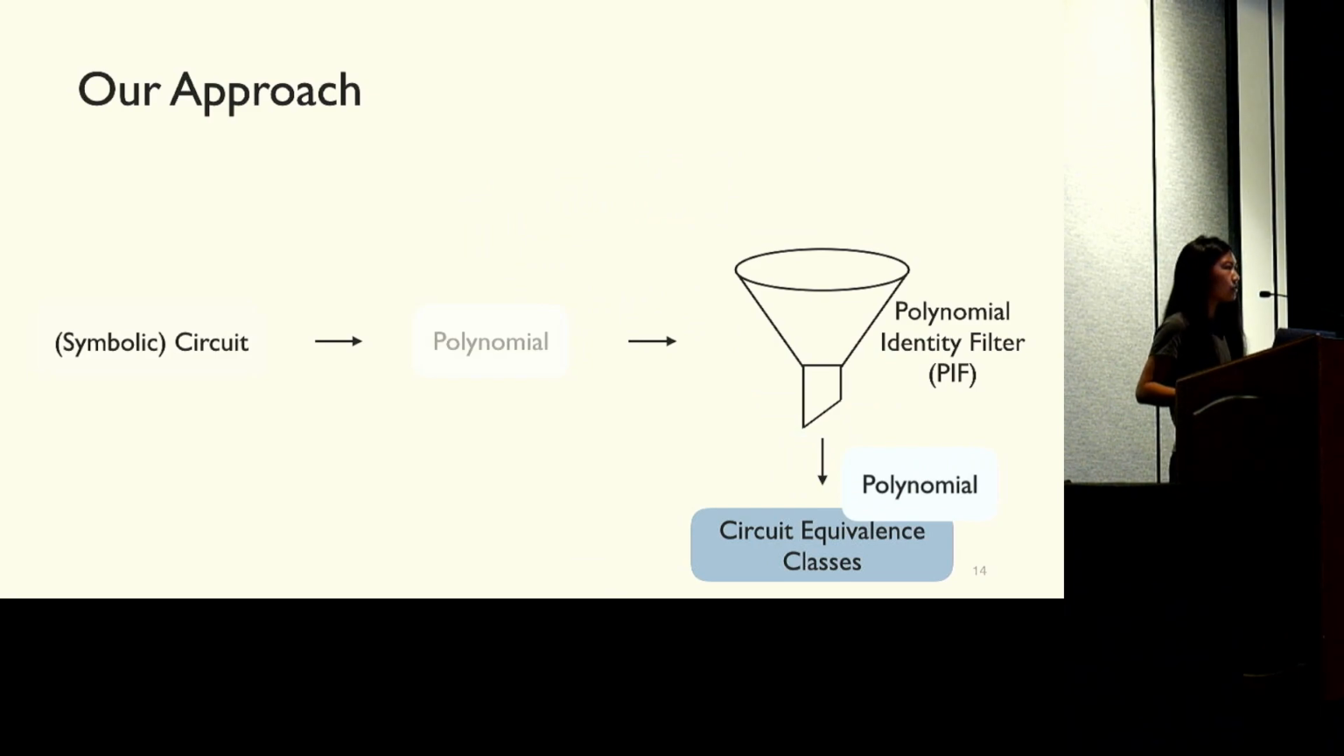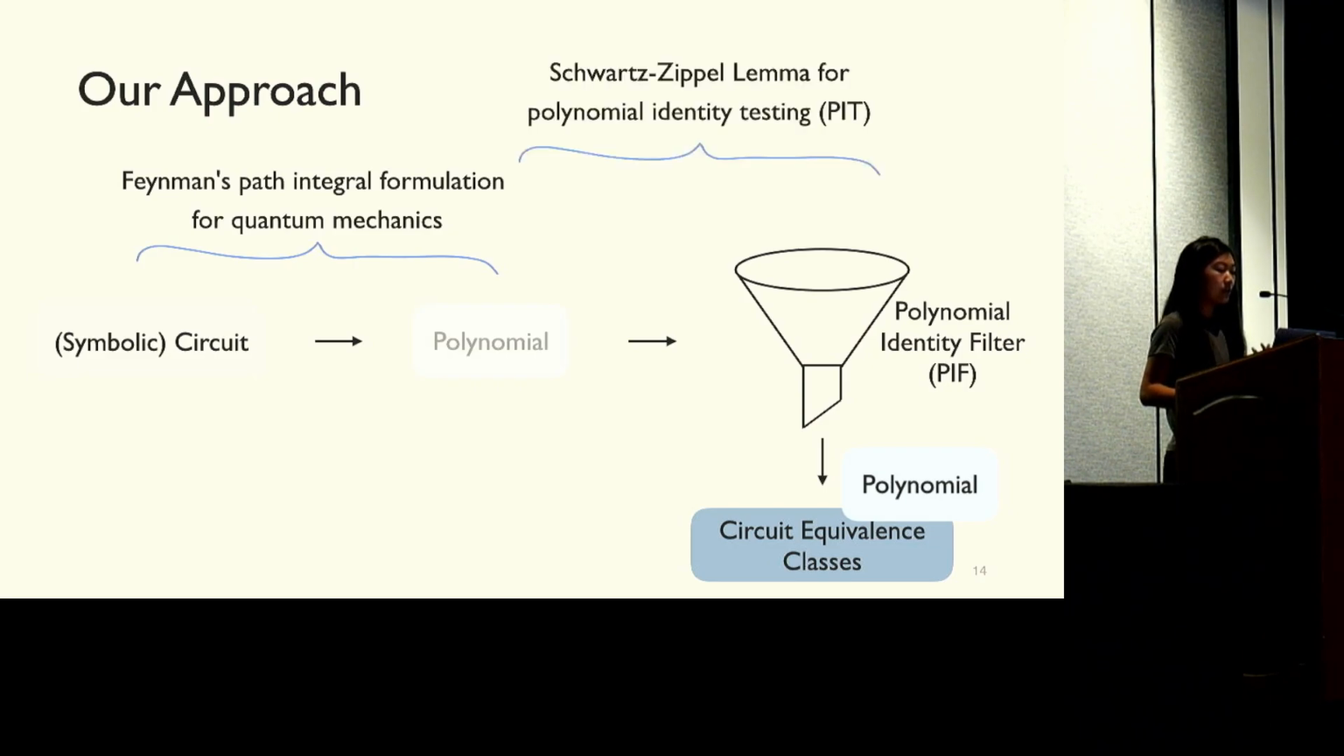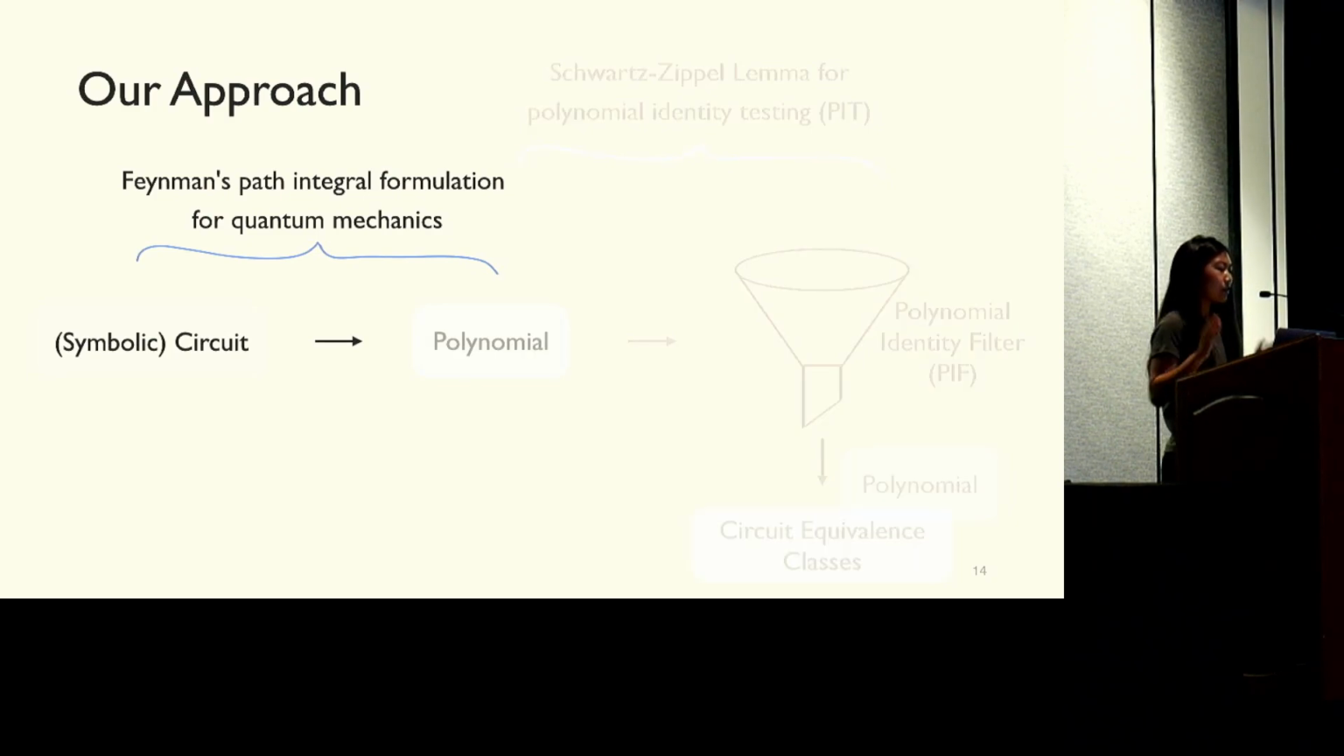And there are two key underlying ideas powering this pipeline. The first is Feynman's path integral formulation for quantum mechanics. And the second is the Schwartz-Zippel lemma for polynomial identity testing, which is just a procedure for checking the equivalence of polynomials. So first, I'll dive into Feynman's path integrals.